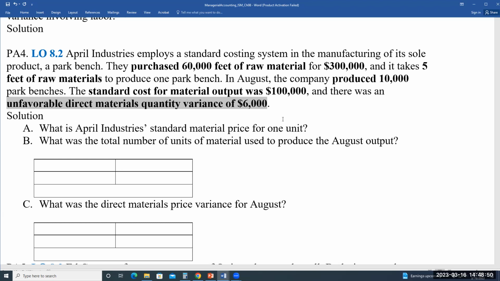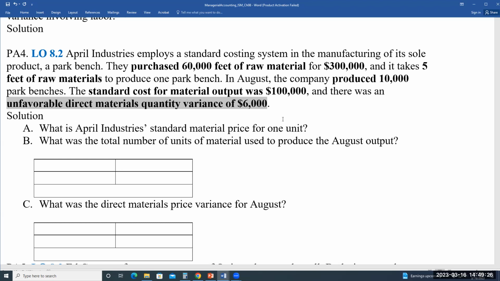Well, standard material price for 1. It's not clear. Actually, the question is not clear because what they actually mean is 1 unit of materials. So it would be a foot of raw material rather than a whole bench. Yeah, yeah. So then you would take 300,000 divided by 60,000. That'd be the price. Well, that's actuals, right? Those are actuals. So Drew was on the right track and he actually answered the question because the question is really not worded very well.